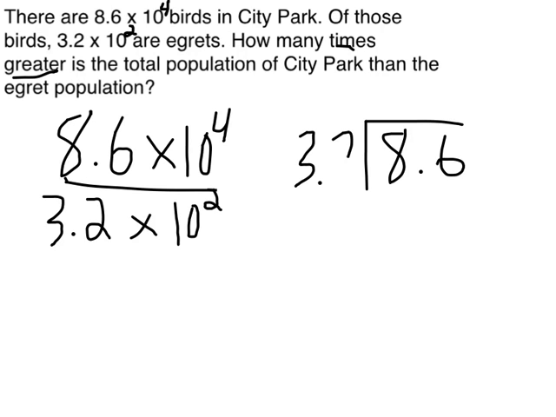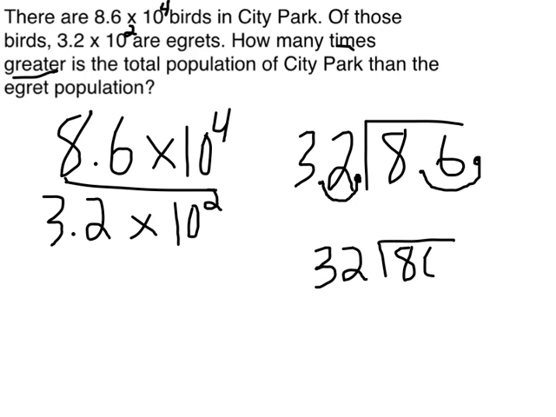Now, divide your coefficients. Top in, bottom out. 8.6 divided by 3.2. Since these are both decimals, I'm going to take my divisor, and remember this from math intervention yesterday, and move my decimal until the end to create a whole number. And whatever you do on the outside, you have to do on the inside. So now this becomes 86 divided by 32.